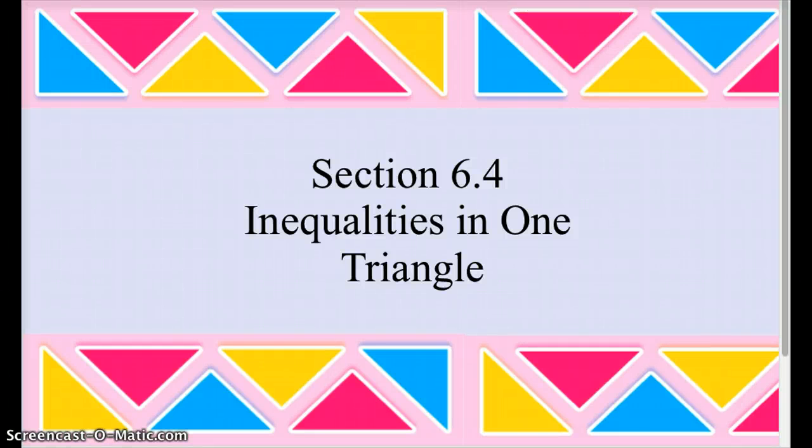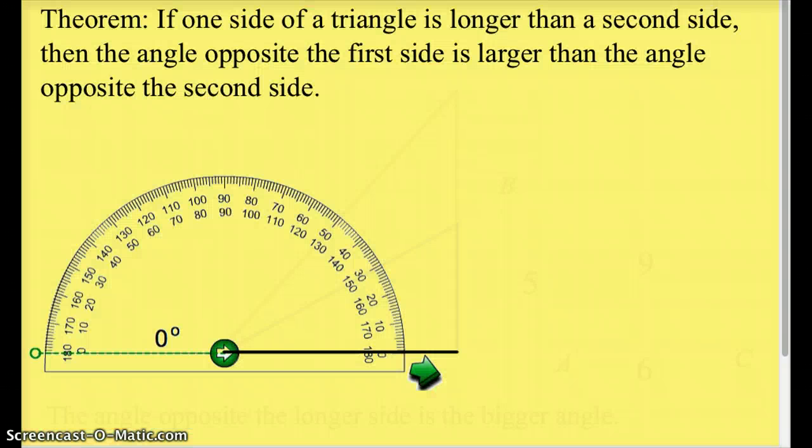Section 6.4, Inequalities in one triangle. There are several theorems in this particular section that are really important when comparing triangle lengths and angle measures. The first theorem says if one side of a triangle is longer than the second side, then the angle opposite the first side is larger than the angle opposite the second side. A lot of words, this is what it means.